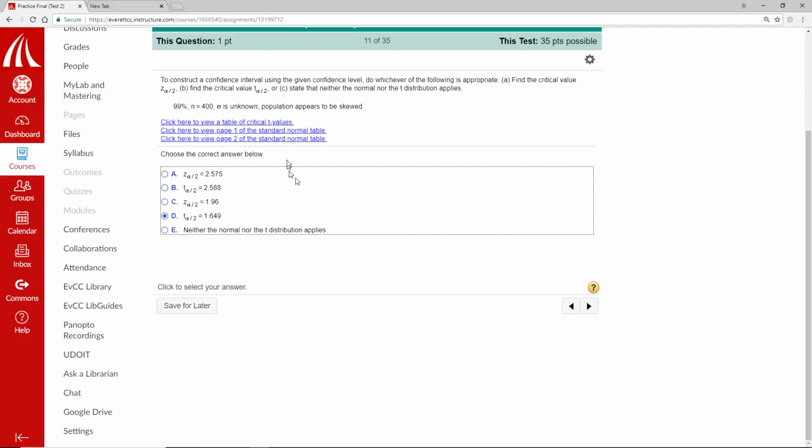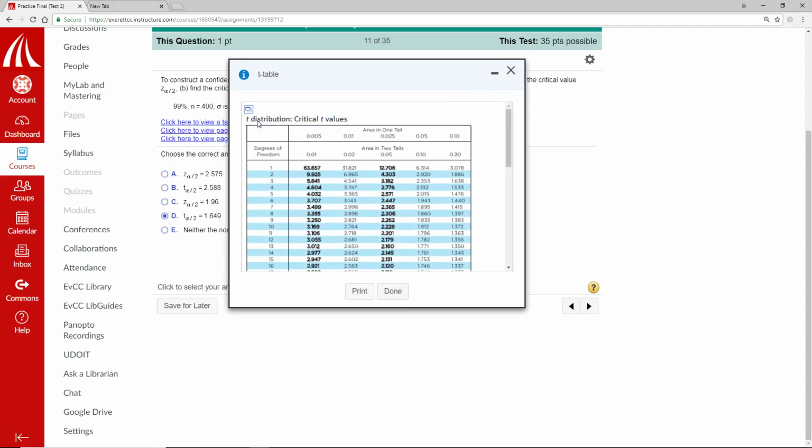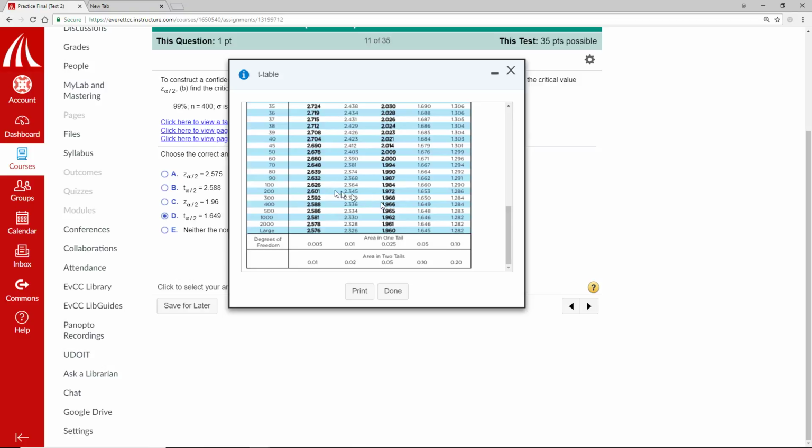Wait a minute. Let me double check that. It's more like, well, this is 5%. So 1%. Okay, so half of 1% is 0.005. Okay, I was mistaken. So we're doing 0.005. Very, very tiny. It's way out there. 400 of the first one, that's 2.58. There we go. That's more like it.